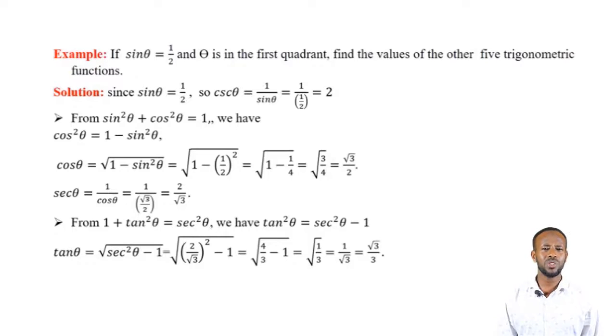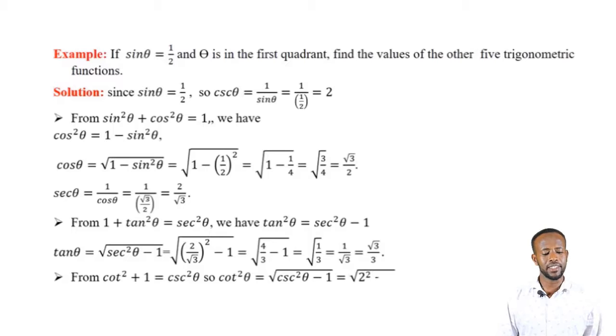Now, what is the value of cotangent theta? Can you tell me? It is the reciprocal of what? Tan theta. Therefore, we will make it upside down. Tan theta we got 1 over radical 3. What will cotangent theta be? Radical 3 over 1, which is equal to radical 3.